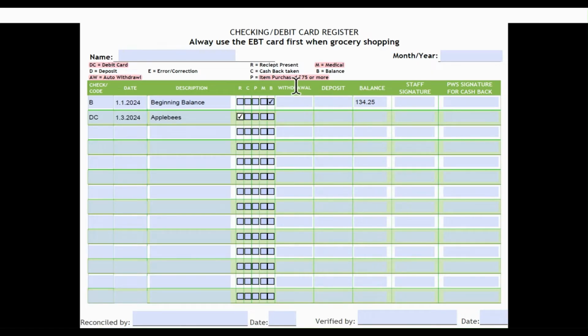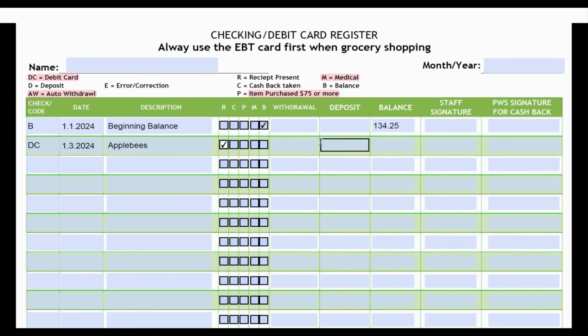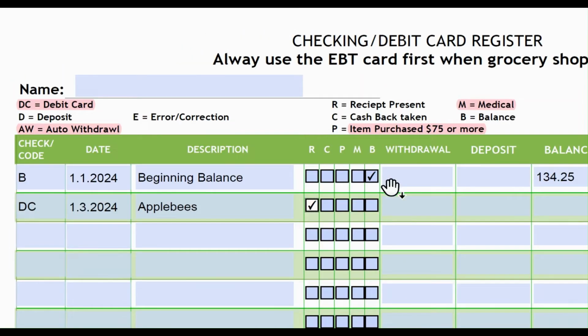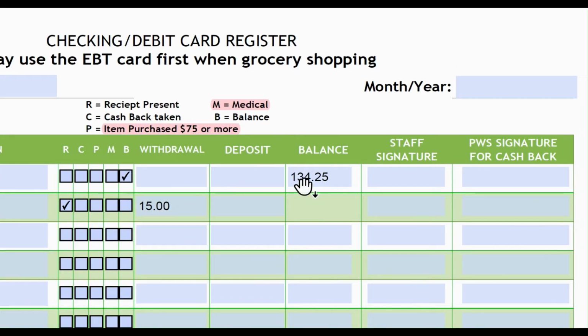And then let's just talk quickly about these two columns, the withdrawal column and the deposit column. When you went out to dinner at Applebee's, which column would that go in? That would be a withdrawal. So 15, let's say it's 15 even. And then we have to update the balance. So that's going to be 134 minus 15.